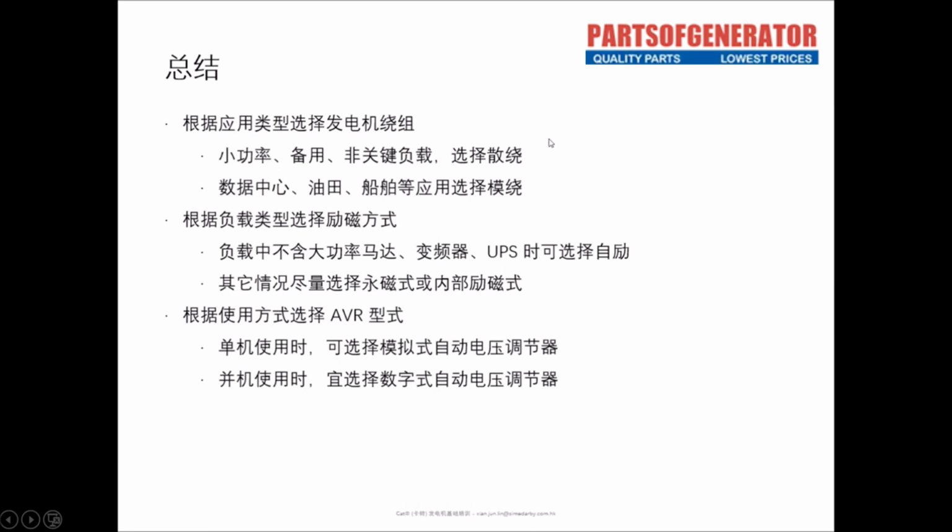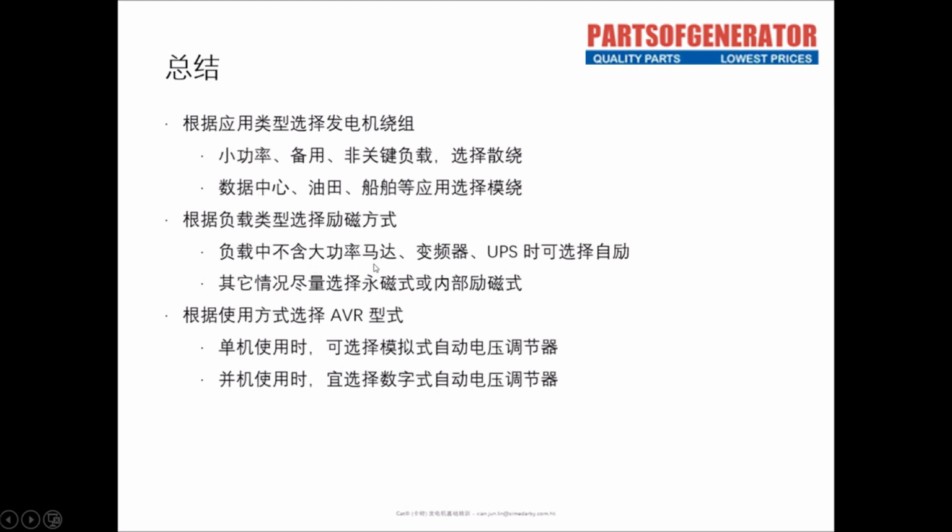The first is about the winding of the generator. Our principle for selecting windings is such: if the power reserve is small and the load is not very critical, we choose this type of winding with random winding, which can reduce costs. If it is an application such as a data center, where its equipment is very important, very critical, and in oil fields or ships where the operating environment is relatively harsh, in these cases, we should choose mold wound coils.